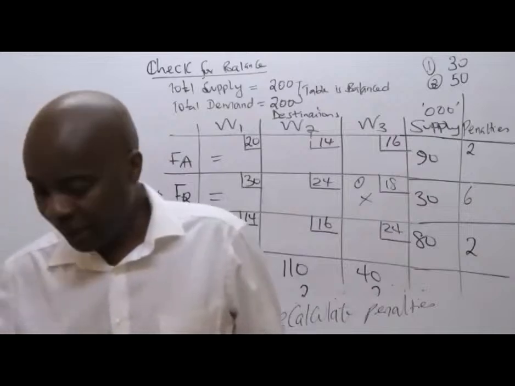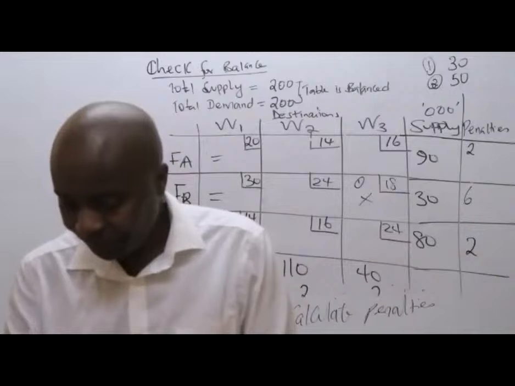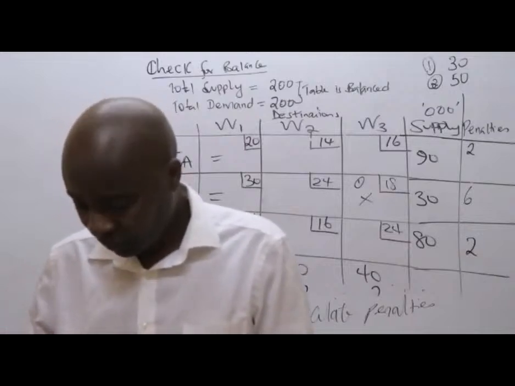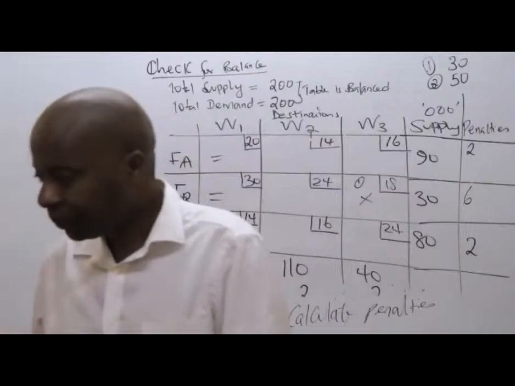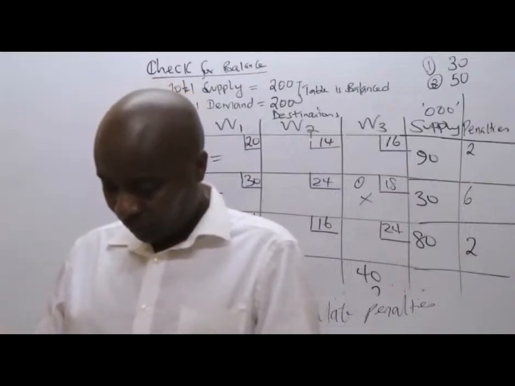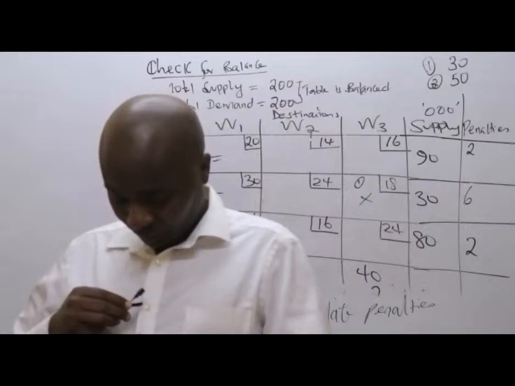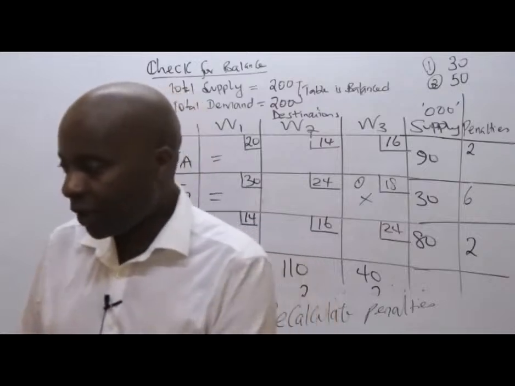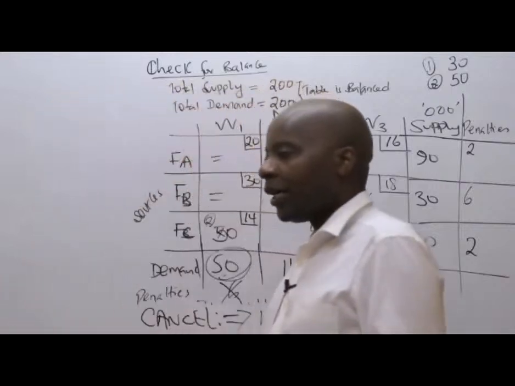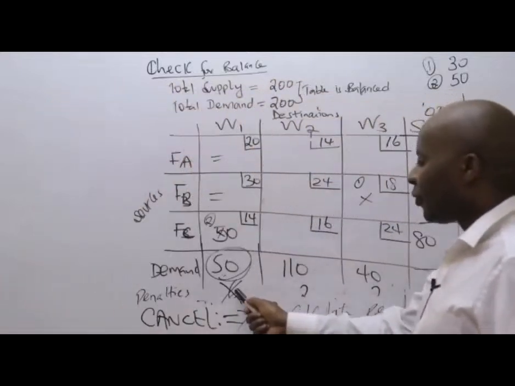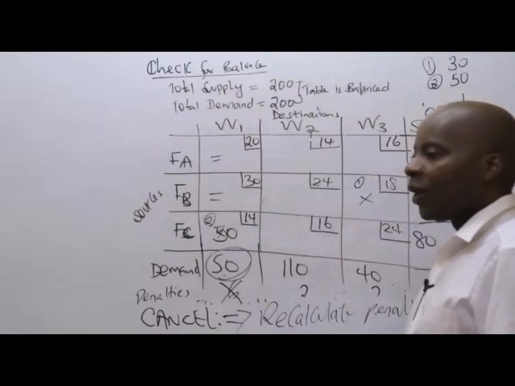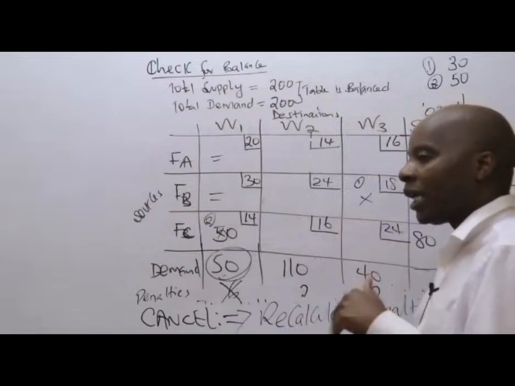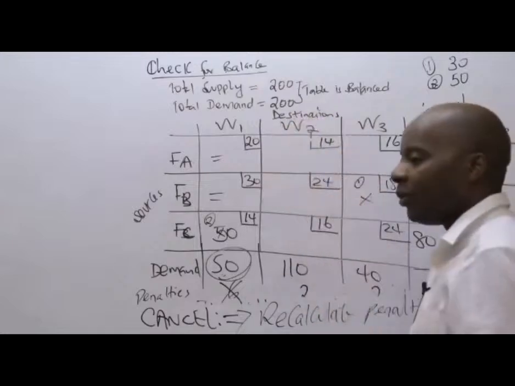So ladies and gentlemen, here we are, we continue. So we've said, here we have cancelled a penalty. When we cancel a penalty, we must recalculate new penalties for the entire table afresh.